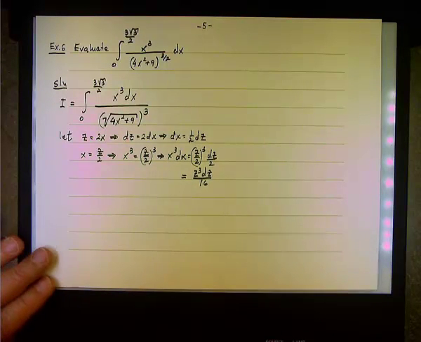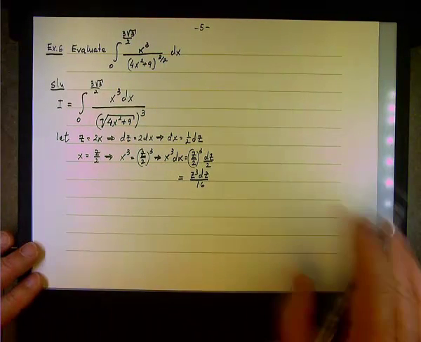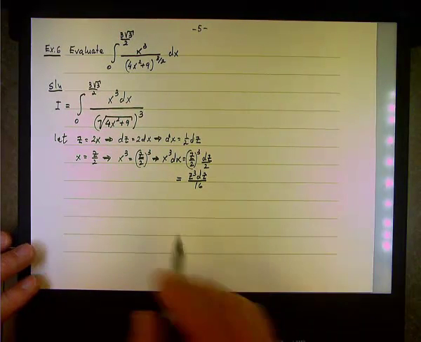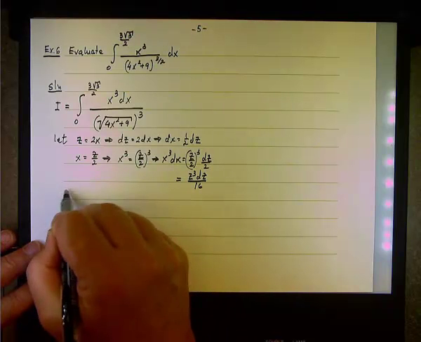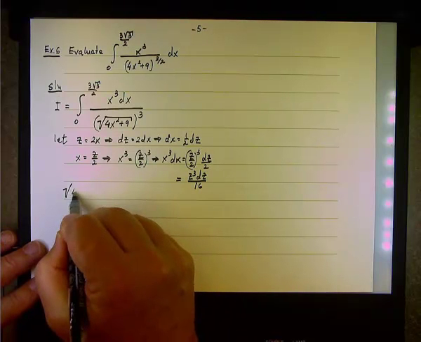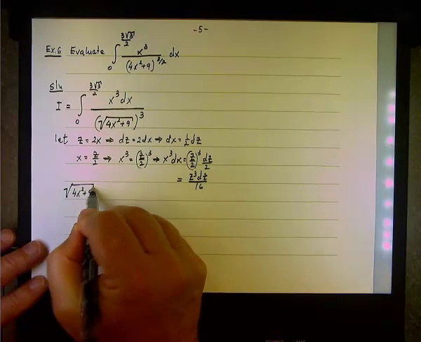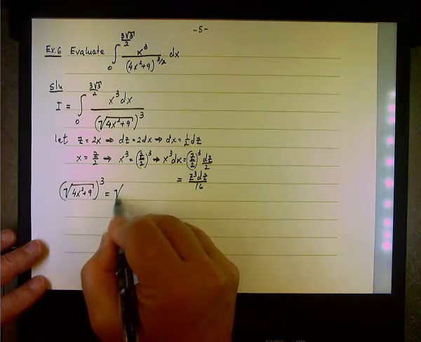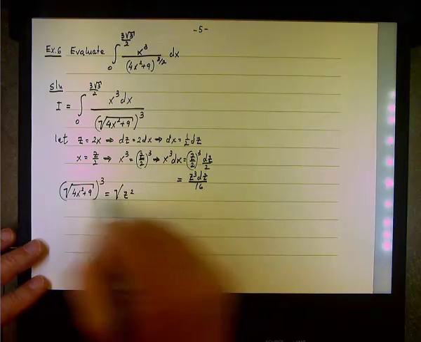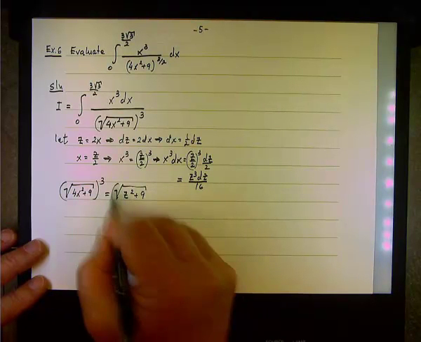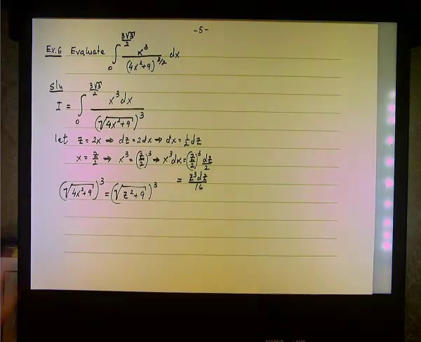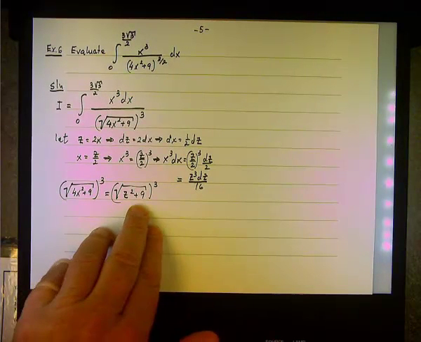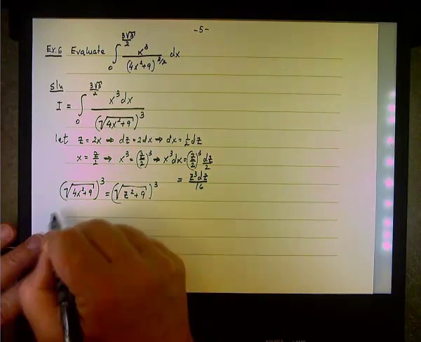What about the denominator? What about the boundaries? Well, let's take care of the denominator first, and then worry about the boundaries. Okay, so what is the denominator? The denominator is the square root of 4x squared plus 9 cubed. After the substitution, we are looking at the square root of z squared plus 9 cubed. Wow, that's not bad at all, right? So this is the denominator, this is the numerator. Boundaries.